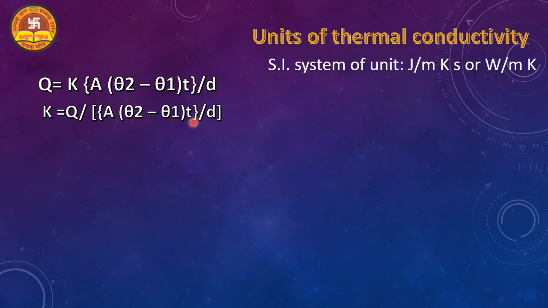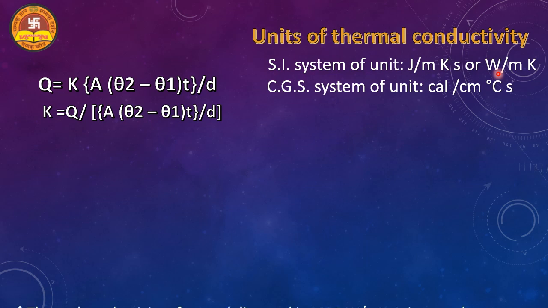So from this equation we are getting the unit of thermal conductivity. Now in SI system of units, the unit of heat is joule, length is meter, temperature difference is Kelvin, and time is second. So we are getting the unit as joule per meter Kelvin second. Now joule per second means watt. So in another way we can write the unit as watt per meter Kelvin. Similarly, in CGS system of units, the unit comes as calorie per centimeter degree centigrade second.